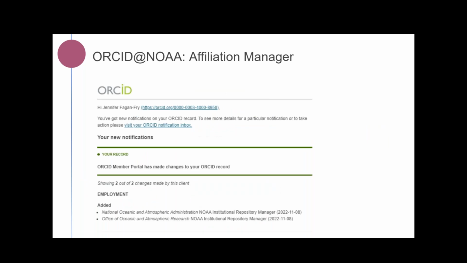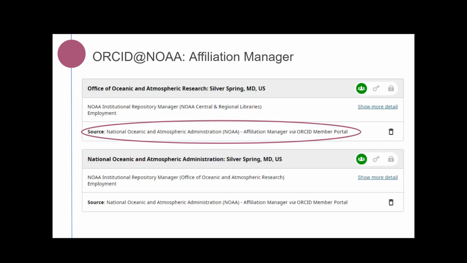And then you can also see this in your ORCID settings. There's an option in there for notifications, and you'll get a notification, and it'll tell you who has added things and what they have added. So this is where I have updated my own affiliation through our affiliation manager, and you can see what they've added and how they've done so. So this is what it looks like on the front end.